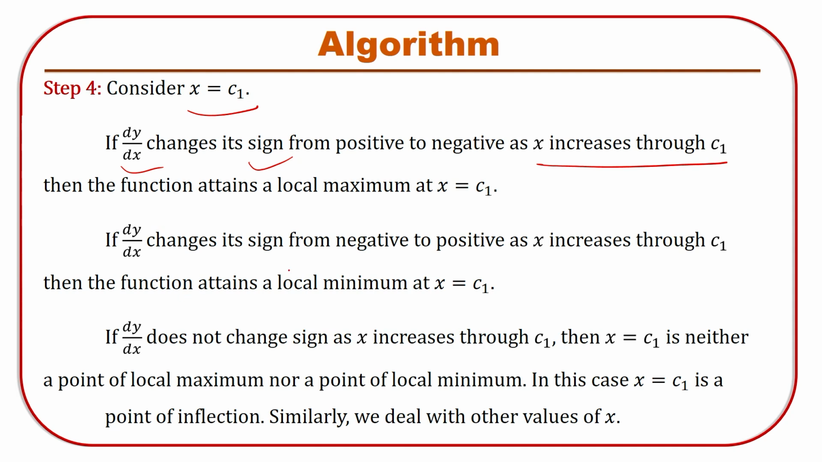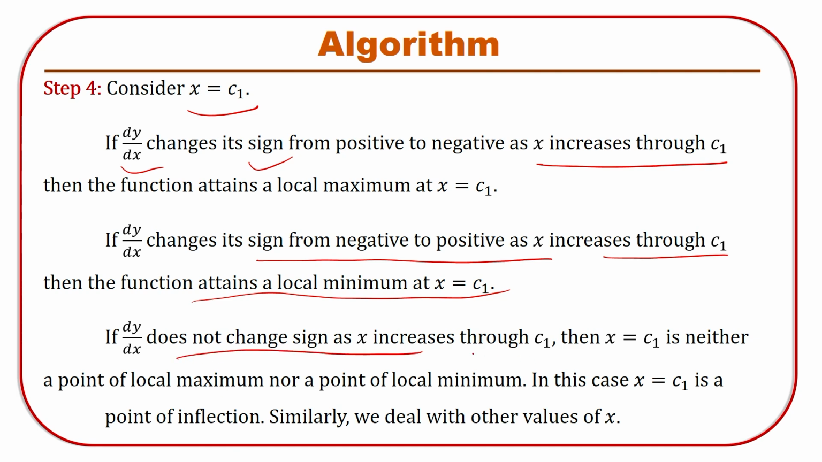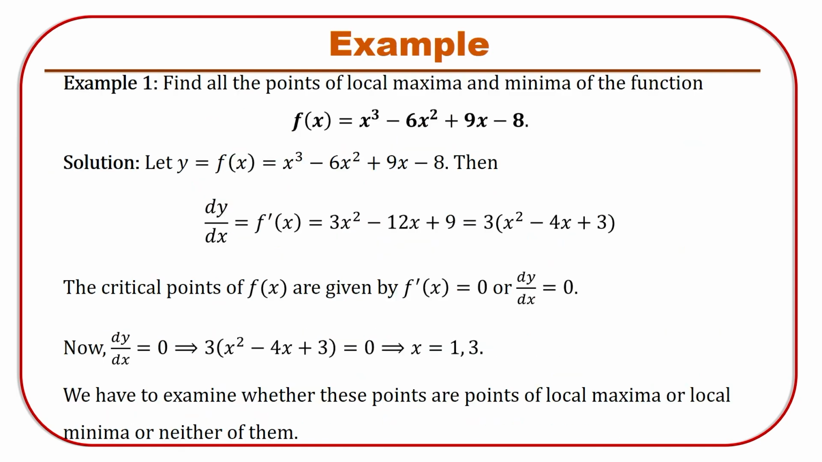Similarly, if dy by dx changes its sign from negative to positive as x increases through c1, then the function attains a local minimum at x equal to c1. If dy by dx does not change sign as x increases through c1, then x equal to c1 is neither a point of local maximum nor a point of local minimum. In this case, it becomes the point of inflection. Similarly, we deal with the other points x equal to c2, c3, c4 and so on.